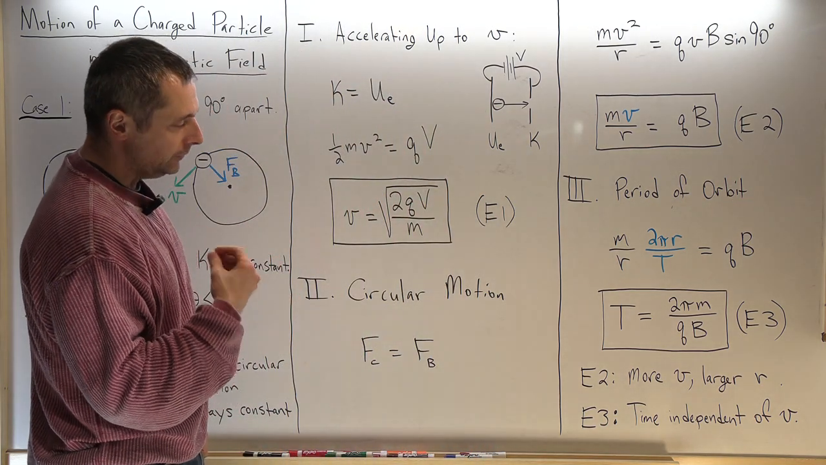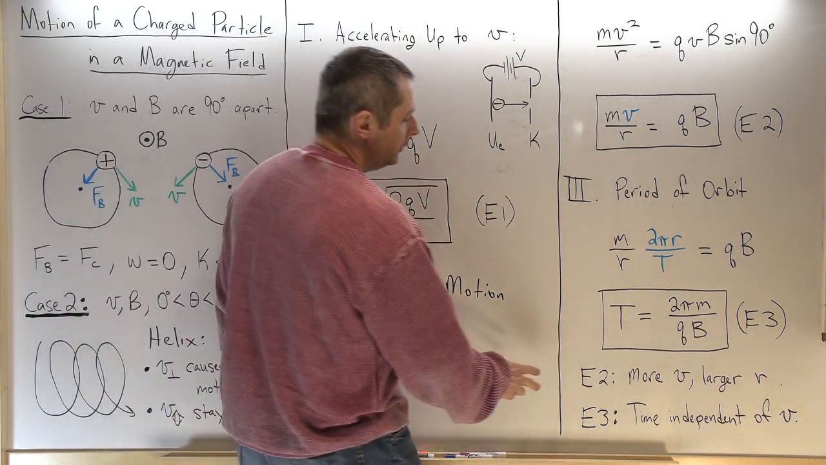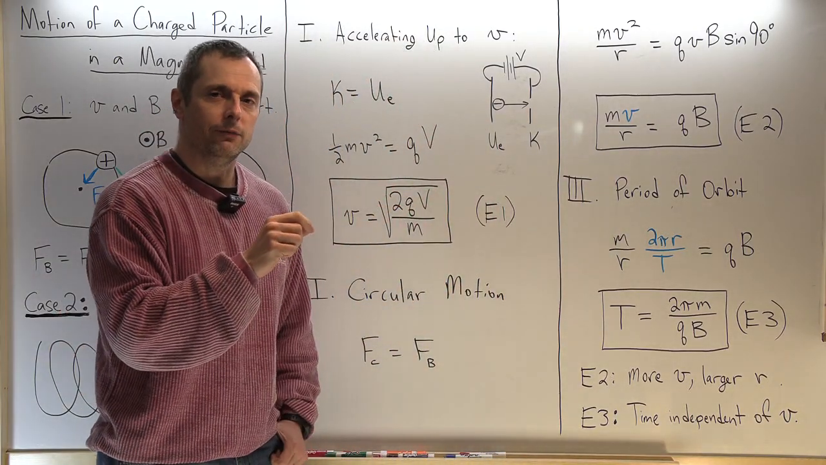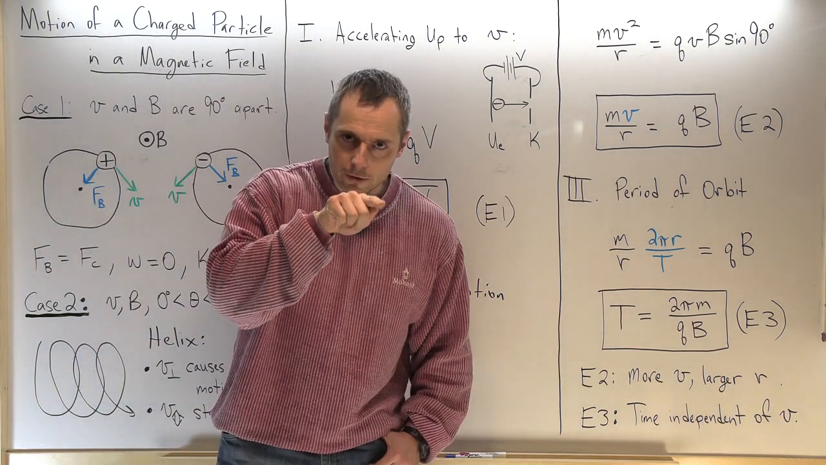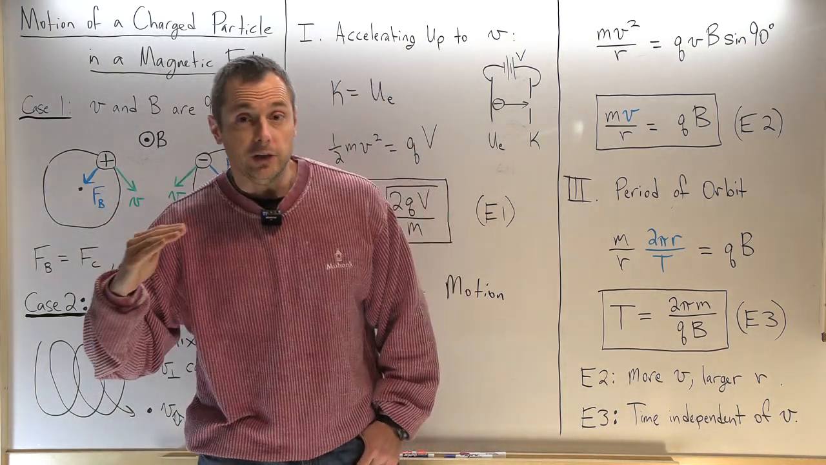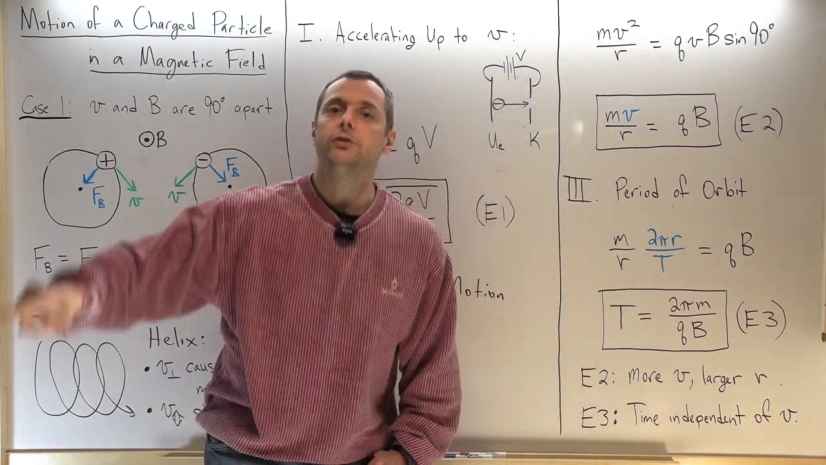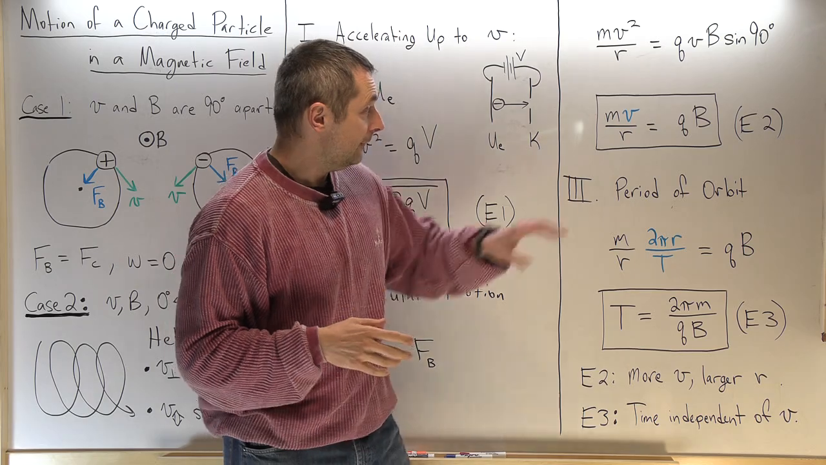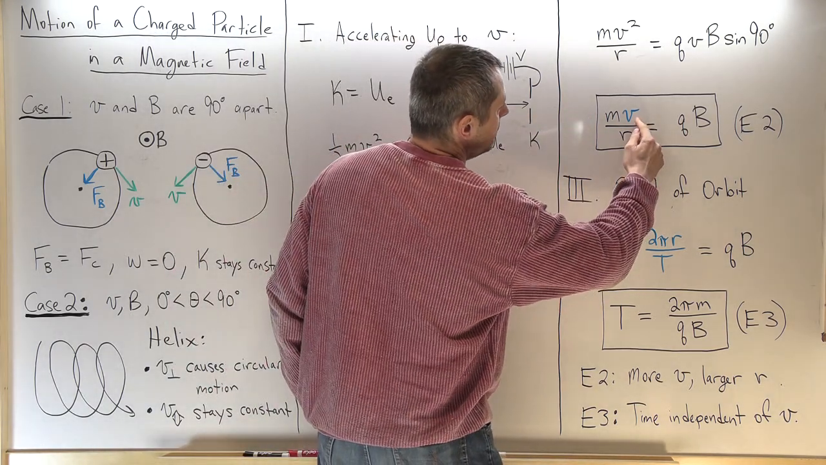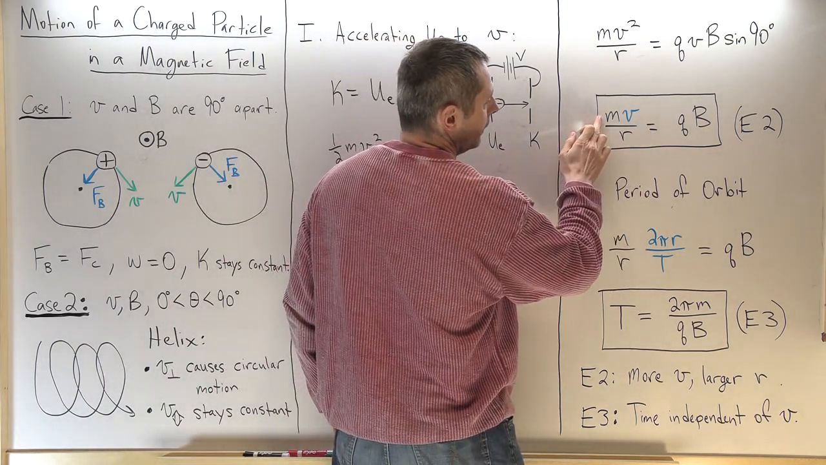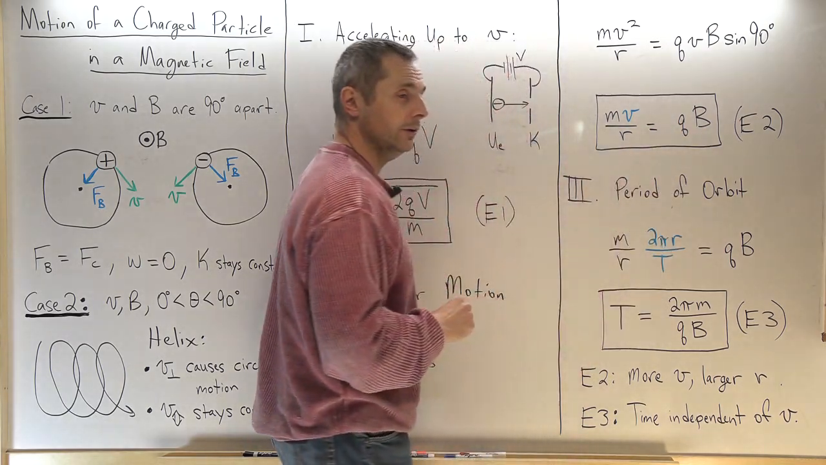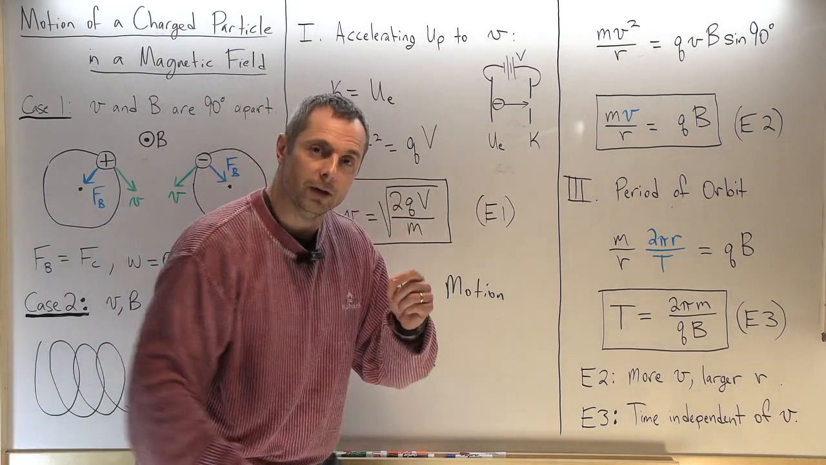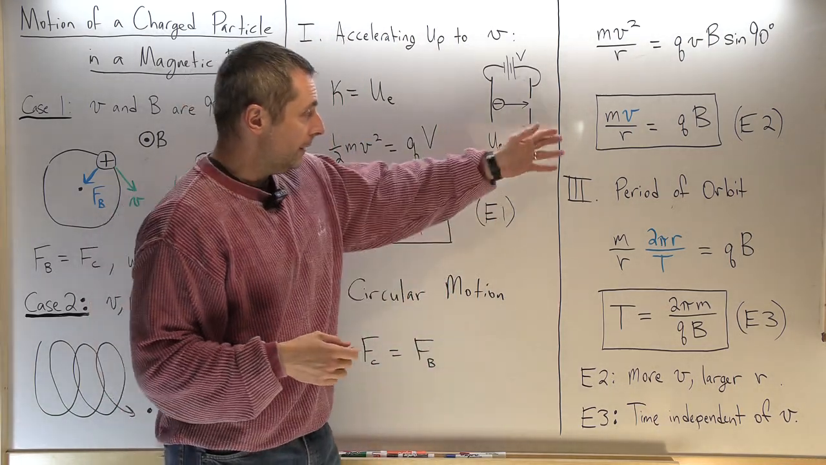Now I just want to mention some patterns. From equation 2, we could see that the faster you project the particle into the magnetic field, the larger the circle. If it goes slow, it traces out a small circular path. Project it even faster, it's going to trace out a larger radius circular path. We could see that v bigger, r bigger, if we have constant mass, constant charge, constant magnetic field. So they're proportional to each other. Twice the speed, twice the radius of orbit.